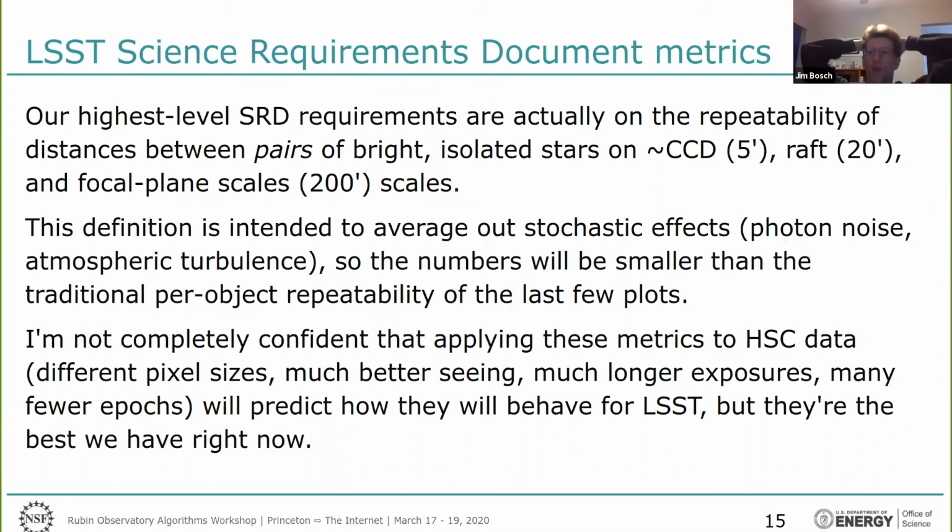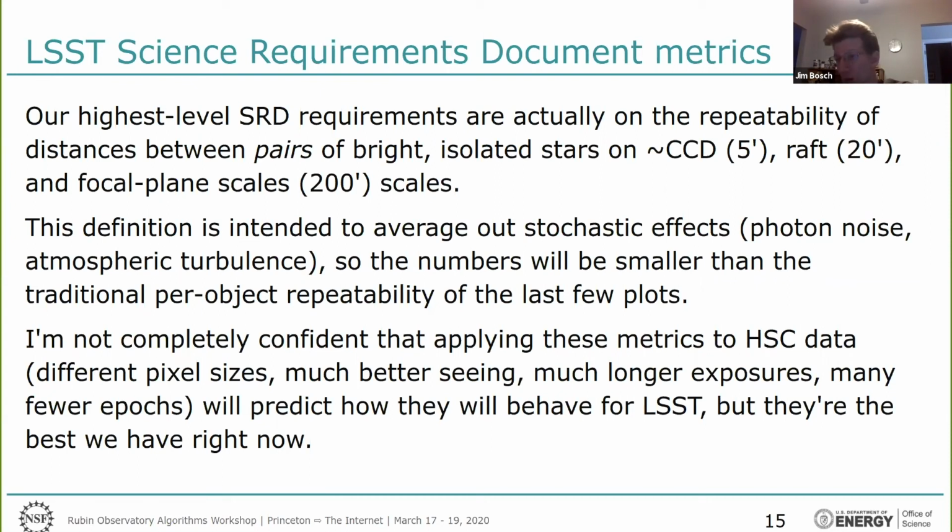It turns out for the actual requirements for LSST, going all the way back to the SRD document, our requirements on astrometry are actually on a different metric. This is defined on the repeatability of distances between pairs of bright isolated stars on different scales. And the reason for this was to try to average out stochastic effects like photon noise and atmospheric turbulence, and get at how rigid our system is.